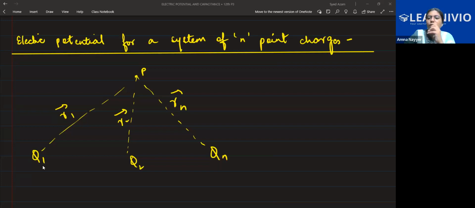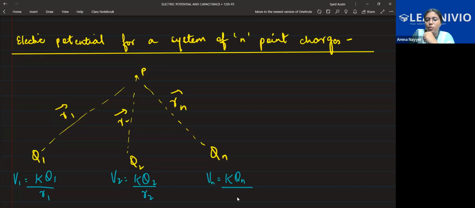So see, class, when you have to calculate the net potential at a point, let's say at this point P, potential due to Q1 is there, potential due to Q2 is also there, Qn is also there. You calculate the individual potentials first. Let's say V1 is K Q1 by R1. Similarly, V2 will be K Q2 by R2. V3 will be K Q3 by R3. V4 will be K Q4 by R4, like this. When you have n numbers, K Qn by Rn.